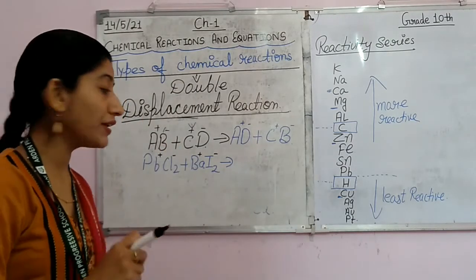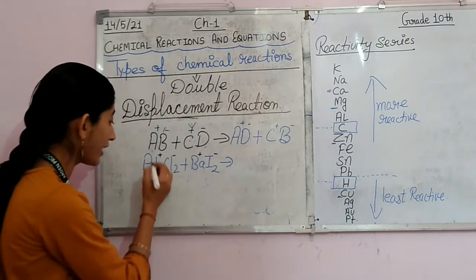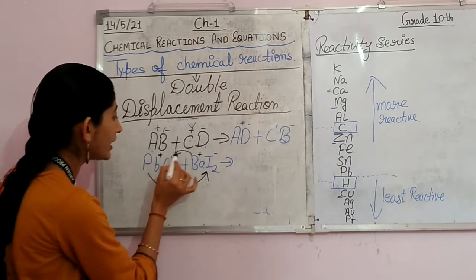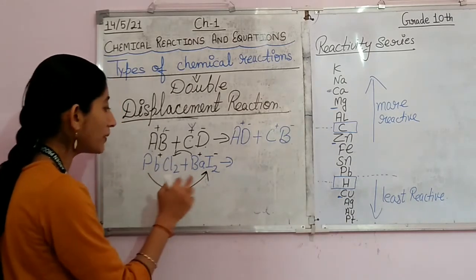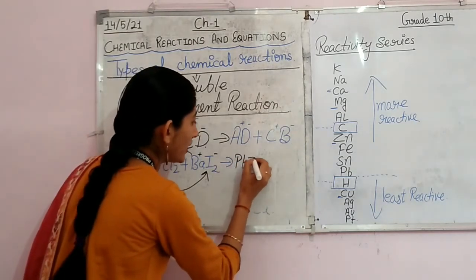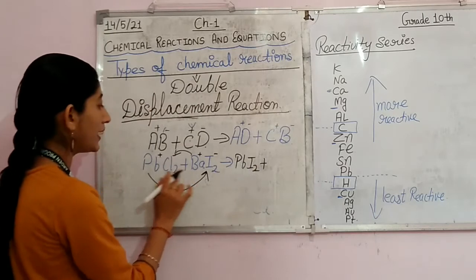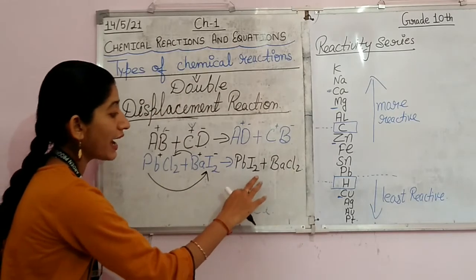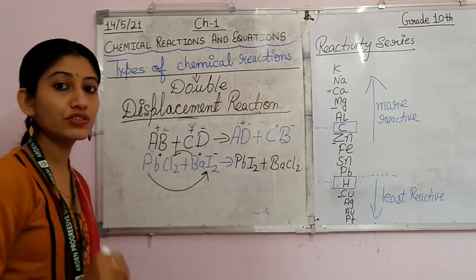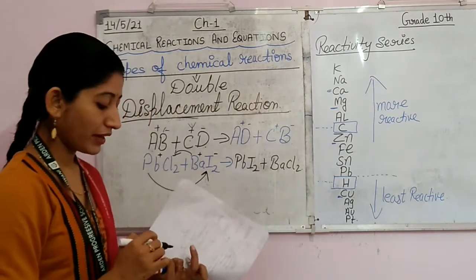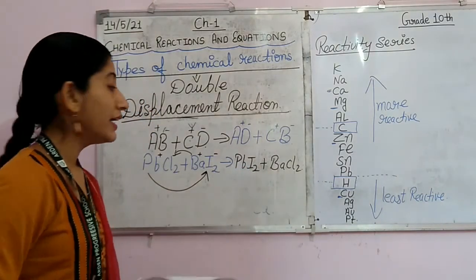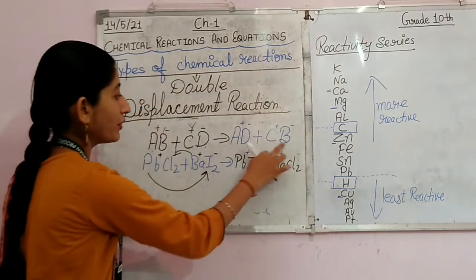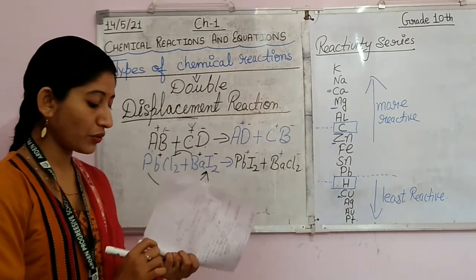For double displacement, what will happen? They will exchange the ions. The positive one will go with the negative one, and here the positive one will go with the negative one, and the compounds formed are PbI2 plus BaCl2, which are called lead iodide and barium chloride. And you can see the arrangement is like positive negative, positive negative, as I told you earlier. So in this way the reaction took place here.